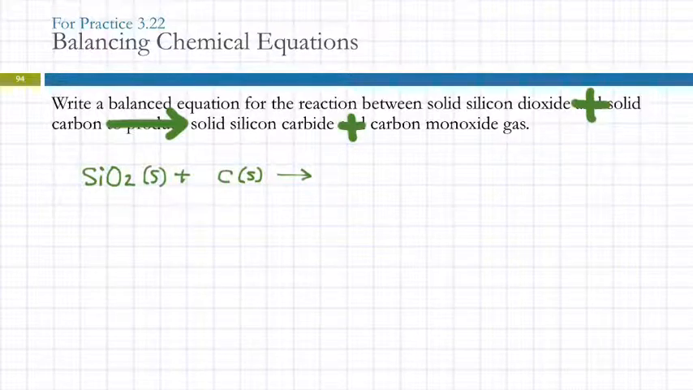Now that one might be a little challenging. But looking at the elements, silicon is a semi-metal, but it's on the non-metal side, and carbon's on the non-metal side. And so this is being named as a molecular compound, but there aren't any prefixes.